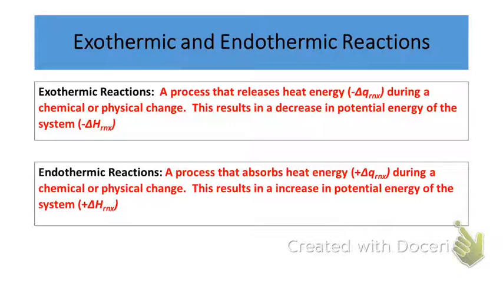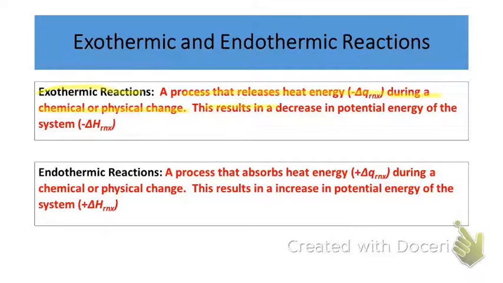This leads us to two very important vocabulary words that we need to have a discussion on. First is exothermic processes or reactions. Essentially, exothermic means that the process is going to release heat energy during a chemical or physical change. The word exo means to leave or to exit, and thermic means energy. So we're talking about the exiting of heat energy from the system, the reaction system or reaction mixture.